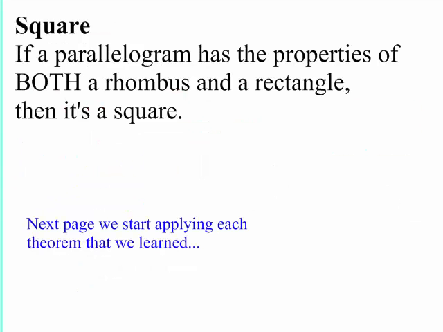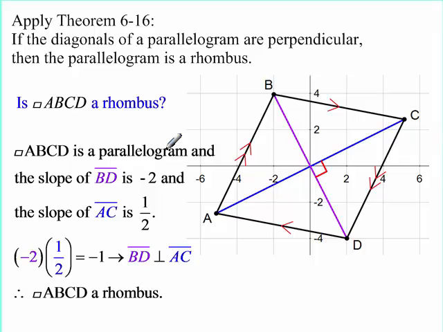About squares. What we need to know is that in this lesson, if we have a parallelogram that exhibits the properties of both a rhombus and a rectangle, then it's a square. So let's start applying all these theorems one by one.